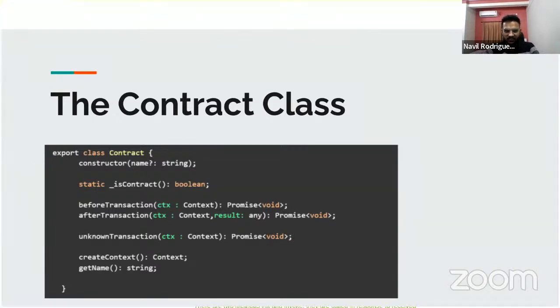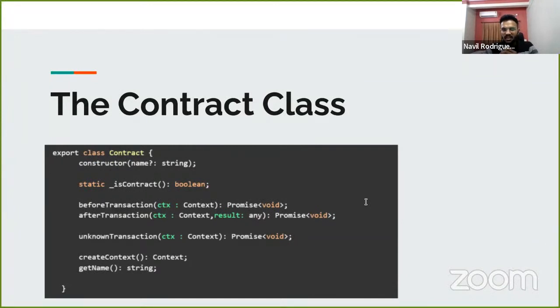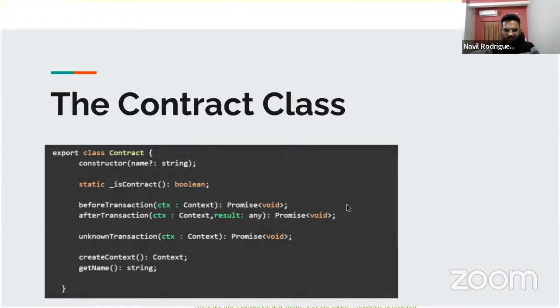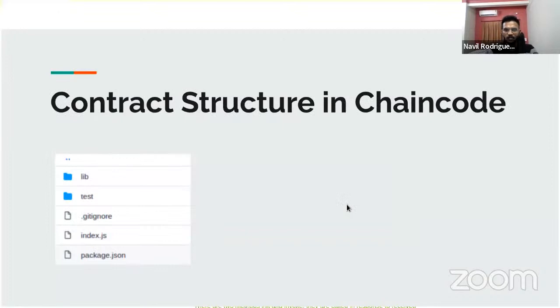Then comes the createContext method. This function is used to create our own custom transaction object, which can be accessed by additional processing when transaction functions are invoked. Then comes getName. This is a simple get function which is used to return the contract name. So this is how a contract is structured in chaincode. We will be diving deeper into it when we refer to a sample smart contract.